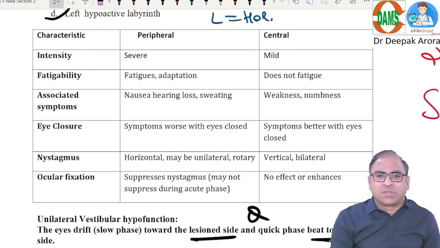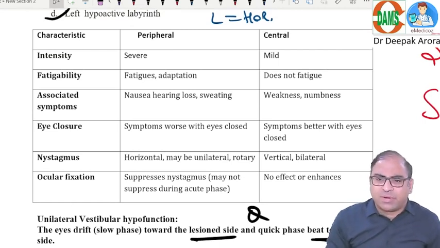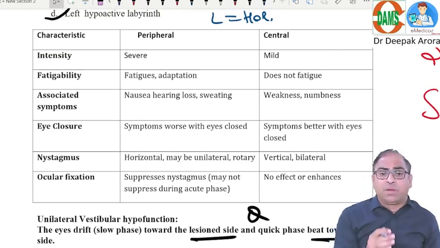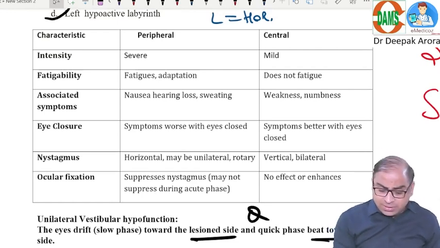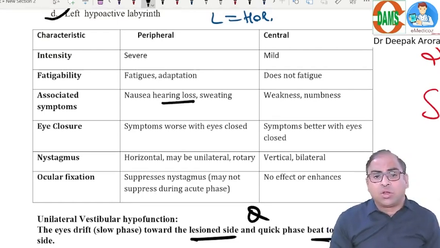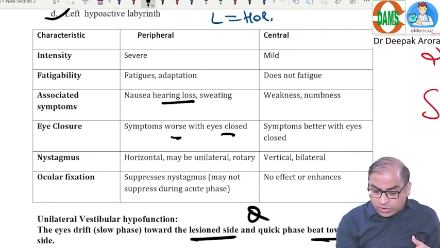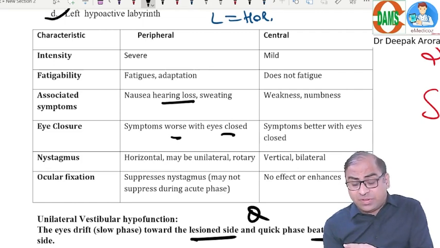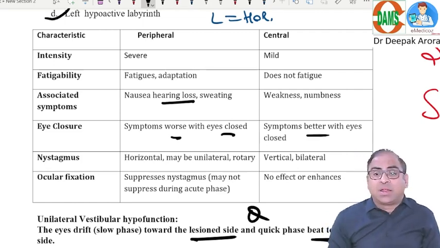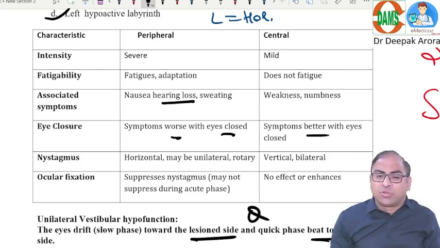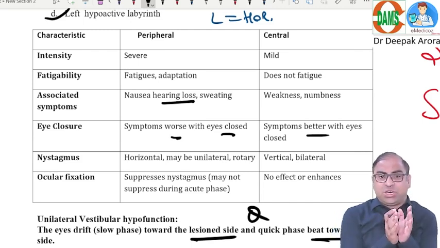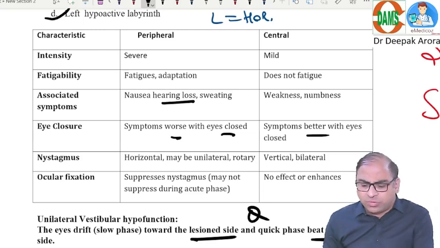I am sharing this table which you must have revised multiple times. The peripheral type, which is very severe, shows the phenomenon of fatigability. There can be an associated symptom of hearing loss. When you ask the patient to close the eyes, these symptoms will worsen. But in case of central causes of nystagmus, they will be better. Am I understandable? The nystagmus is more horizontal. Clear? So these are the important points for how we differentiate peripheral from central nystagmus.